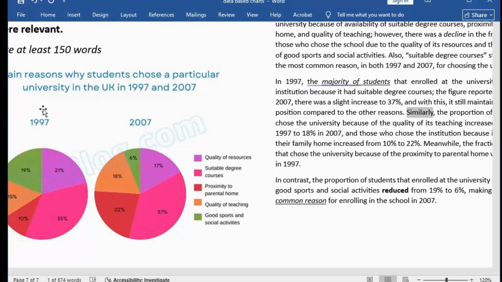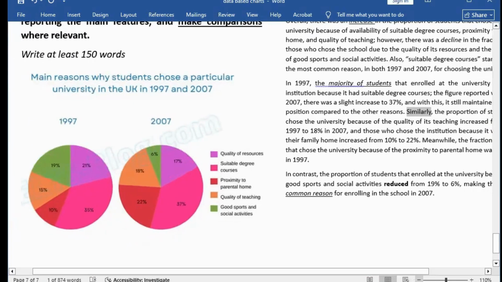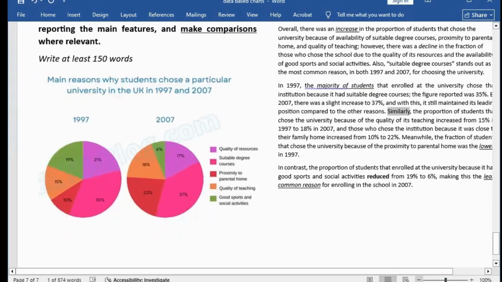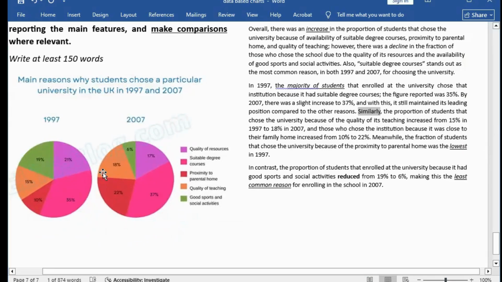Are you guys writing? Okay, let me wait for 60 more seconds. I just need one sentence to add to this last paragraph. Just one sentence. That's what I need. I need just one sentence to reflect what? The purple line. Quality of resources.